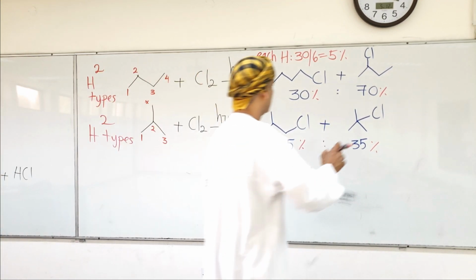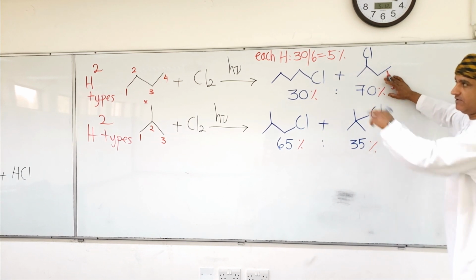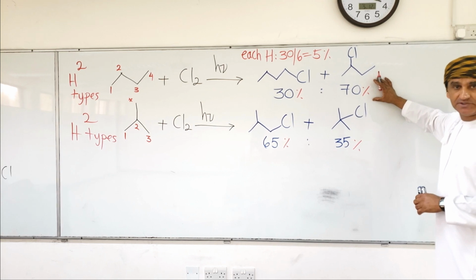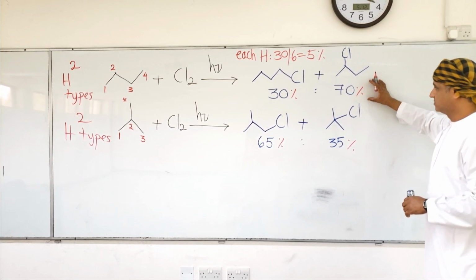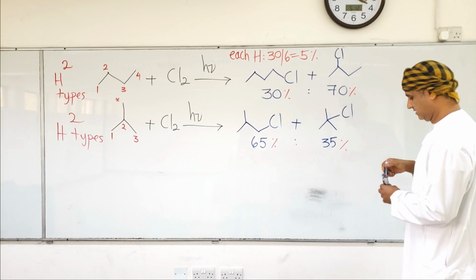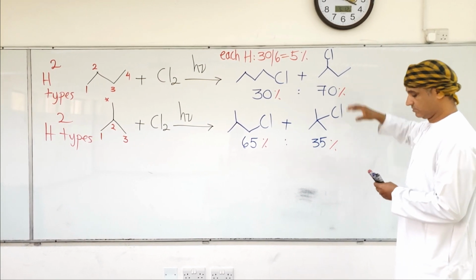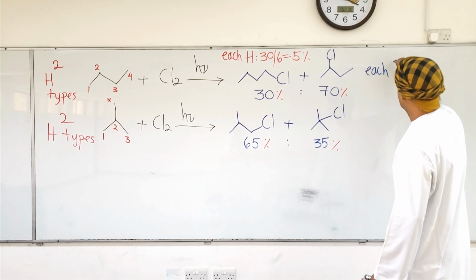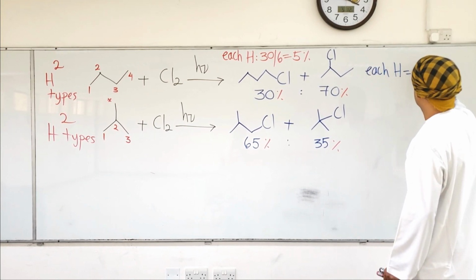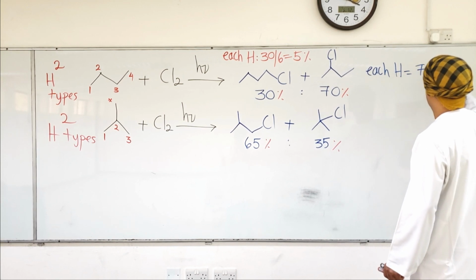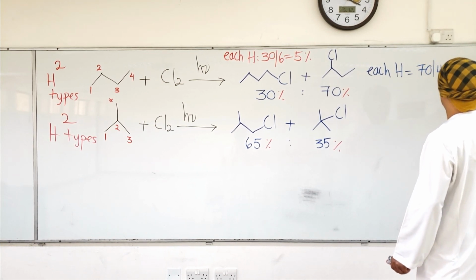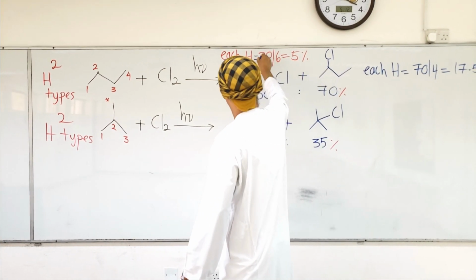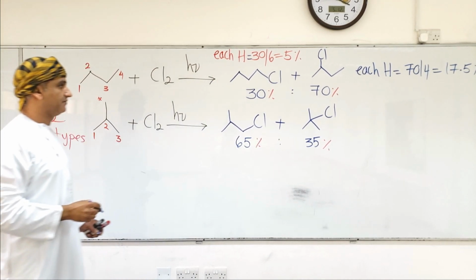Now, the methylene hydrogens, there are 4 of them. So 4 hydrogens gave 70. If we then divide 70 by 4, we get the contribution of each of these 4 hydrogens. So each hydrogen here contributed 70 by 4, and that is 17.5%. So 17.5% is the contribution of each of these hydrogens.